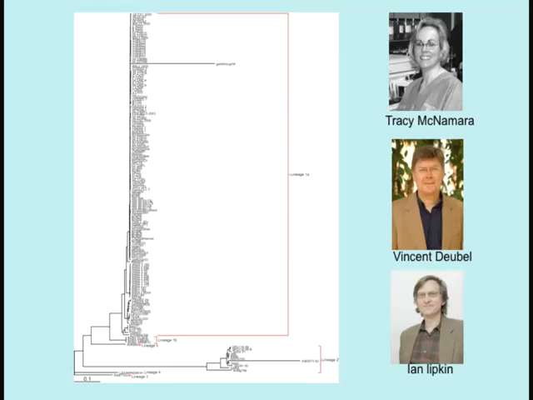And lo and behold, Vincent Deubel, at the Pasteur Institute in Paris, said, I know what it is. This is a partial sequence of the West Nile virus. Oh, it's the West Nile virus. And the next day, of course, they had almost completed the full sequence. When they sent that full sequence to Vincent, he said, I know where this comes from.